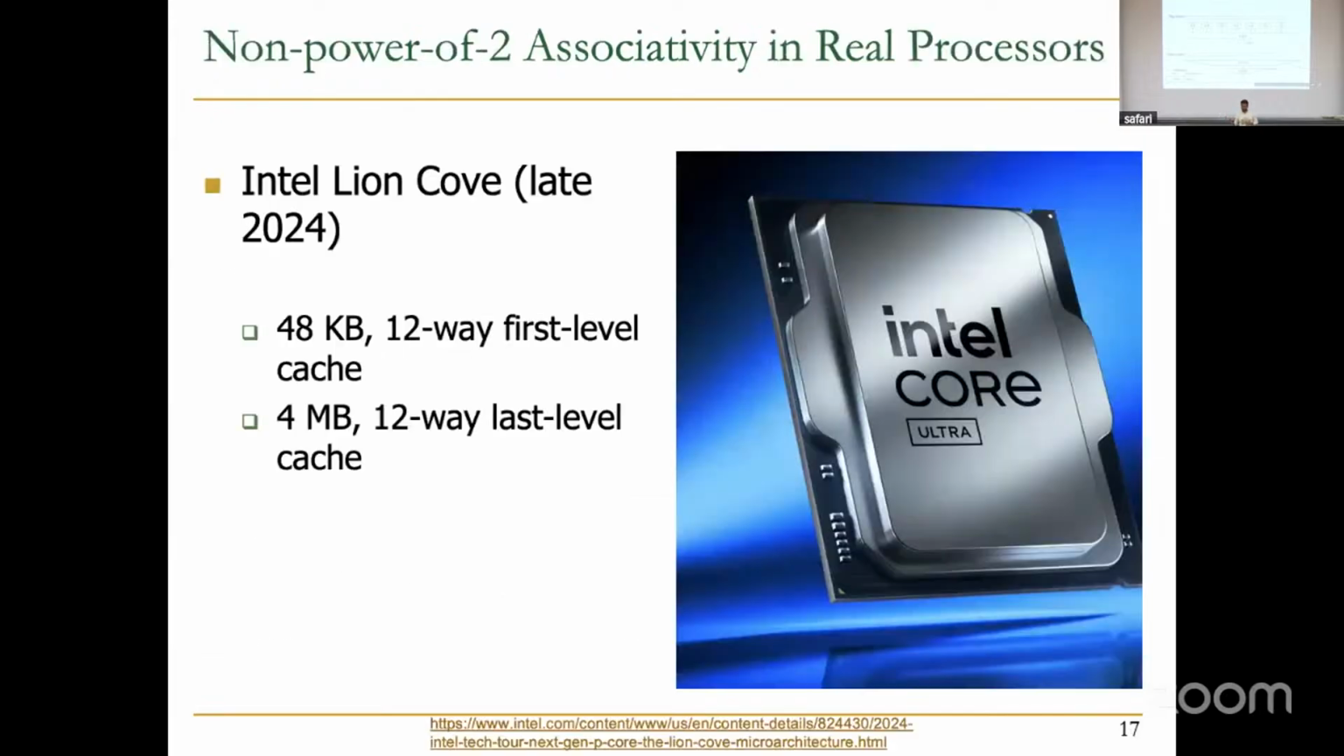But it's possible. So this is one example: it's a pretty recent microarchitecture coming from Intel that's called Lion Cove. And I'm pretty sure all the Ultra series processors you might have in laptops shipping nowadays have non-power of 2 cache associativity. For example, this is 48 kilobytes 12-way, as well as the last level cache that this processor has, it's also 12-way associative. So it's possible.